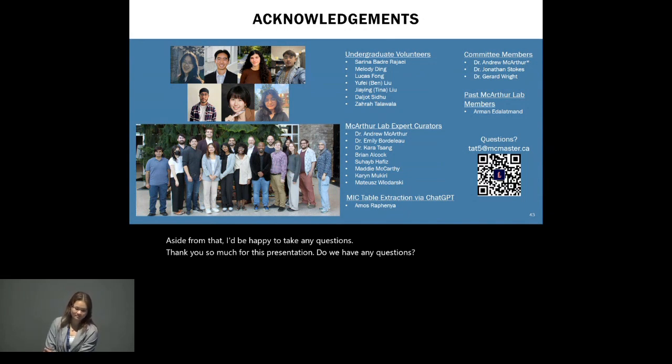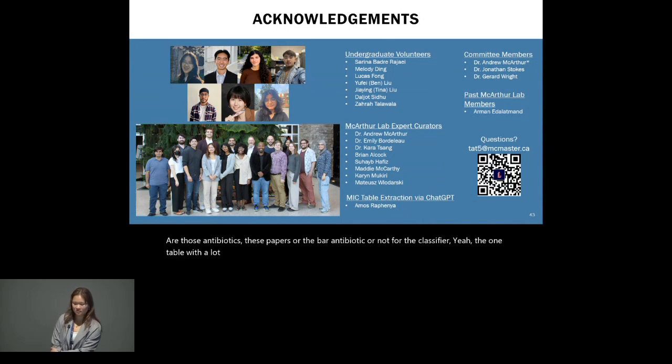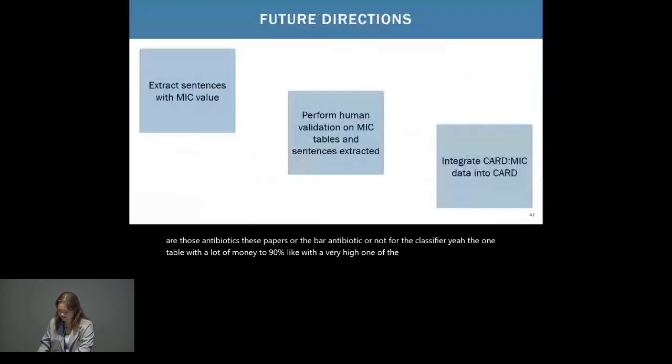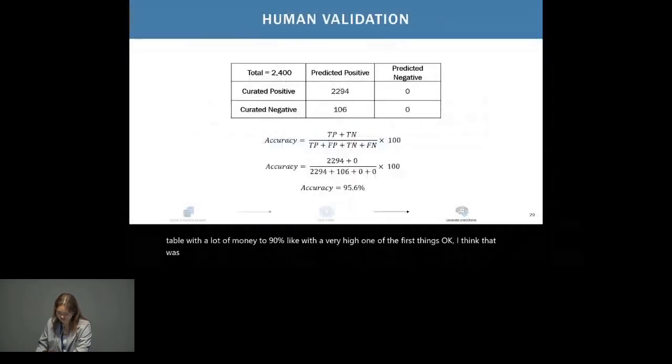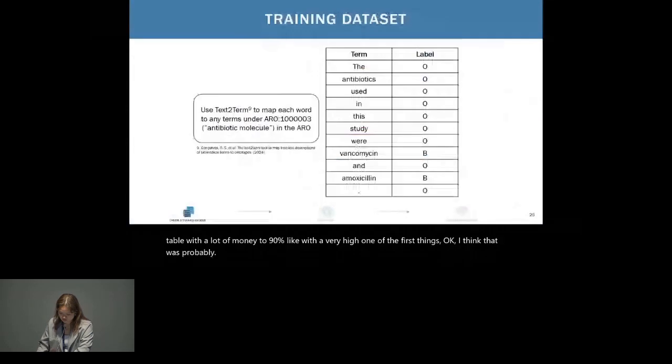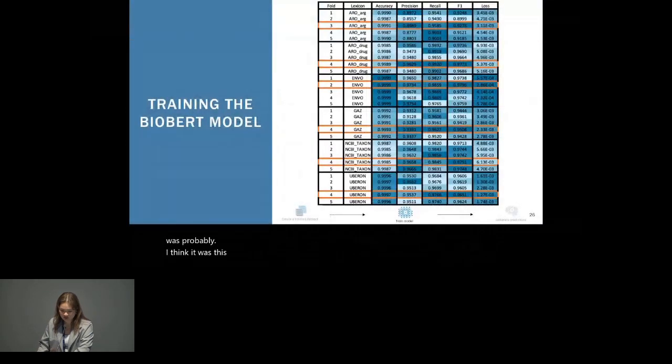The table with the very high precision or accuracy, 99%, was that the question was yes or no? Are there those antibiotics? Did these papers talk about antibiotic or not? For the classifier? Yeah, the one table with a lot of 99%, one of the first tables. Oh, okay. I think it was this one. Yes. Oh, for this one, that was training the NER model.